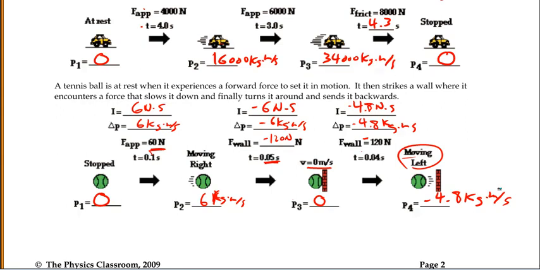Okay, so that's impulse and momentum. Again, impulse is equal to the change of momentum. Impulse is a force times the time. Momentum is mass times the velocity.